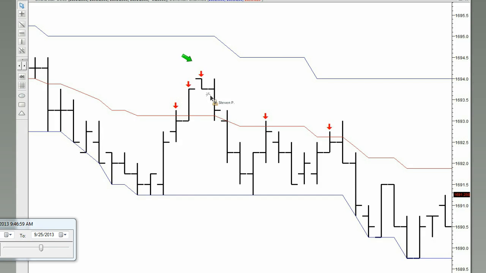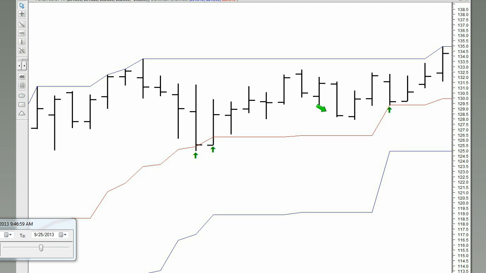Exactly why you would be going short or why you'd be going long, but in your training purposes, with the add-on, you can see where it would take place.